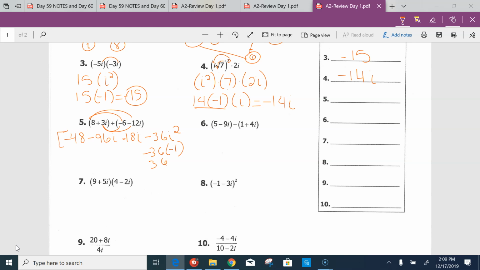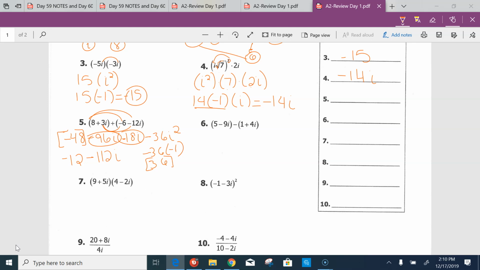So if I combine negative 48 and positive 36 together, I'm going to end up with, let's see, negative 12, I believe. Then I have negative 96i minus 18 more i's. Negative 96 minus 18 more is going to be, let's see, negative 114i.